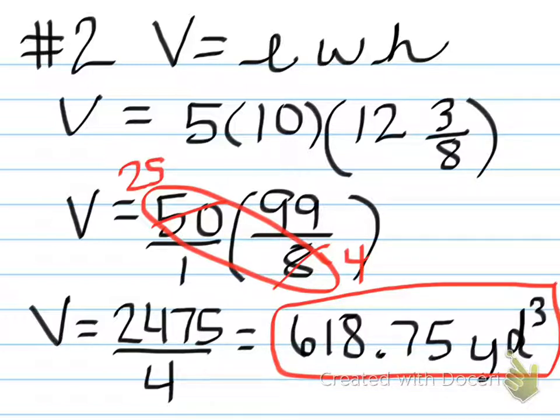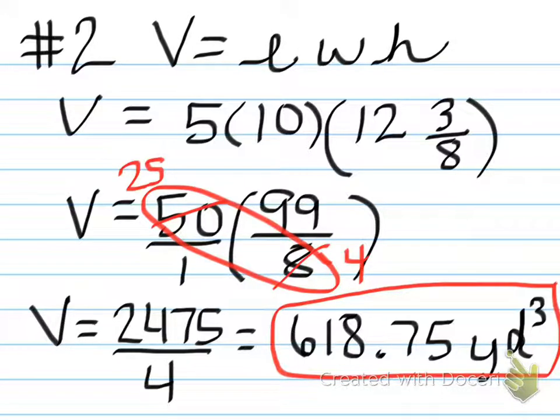So 5 times 10 gives you 50, but again, you want to multiply where it looks like a fraction times a fraction, so that's why I placed 50 over 1 times 99 over 8. Then if you look a little closer, you can see that I was able to cross simplify. Since they're both even numbers, I can divide them both by 2. 8 divided by 2 is 4. 50 divided by 2 is 25.